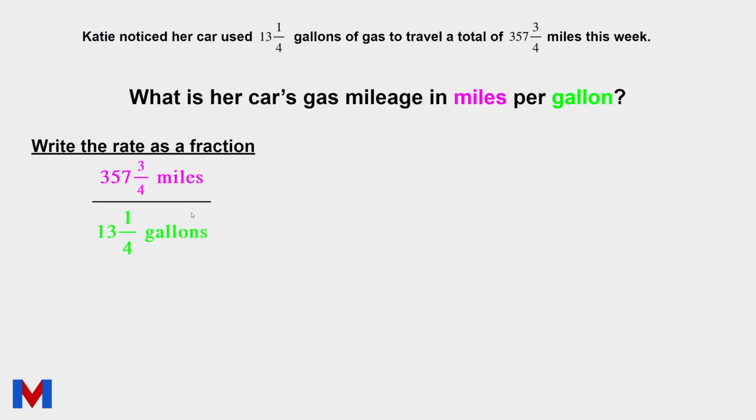A fraction like this also can be thought of as a division problem, and so let's rewrite it that way. The numerator is going to start my division problem: 357 3/4 divided by the denominator, 13 1/4. To continue the process of dividing, we'll need to convert these mixed numbers into improper fractions.